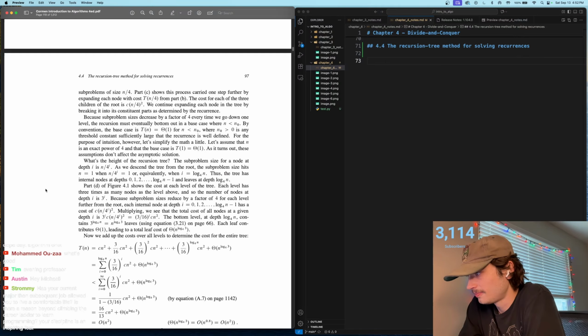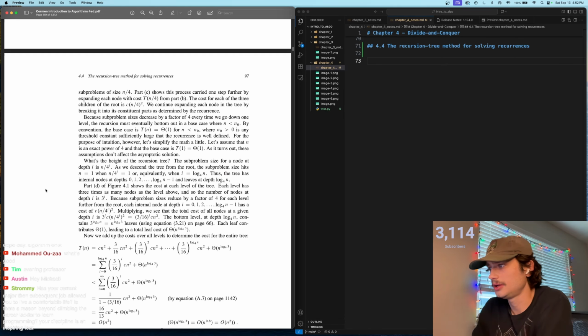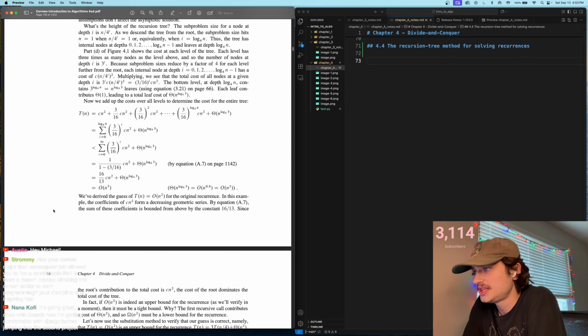The bottom level at depth log base 4 of n contains 3 to the power of log base 4 of n, which equals n to the power of log base 4 of 3 leaves, using equation 3.21 on page 66. Each leaf contributes Theta of 1, leading to a total leaf cost of Theta of n to the log base 4 of 3. We add up the cost over all the levels to determine the cost of the entire tree. We've derived the guess of T(n) equals O(n squared) for the original recurrence.